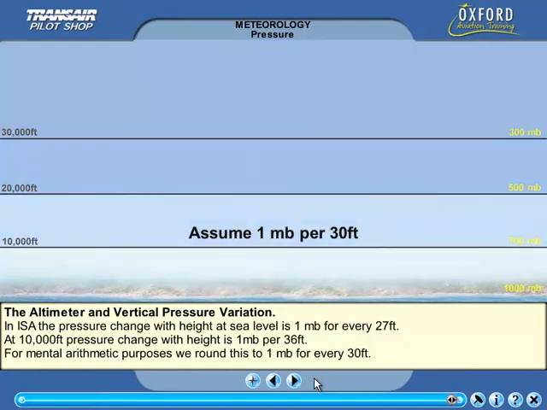This ends the lesson on pressure. The significance of pressure variations horizontally and vertically will be better appreciated in the lessons on pressure systems, wind, and altimetry.